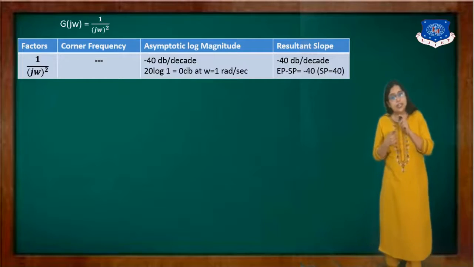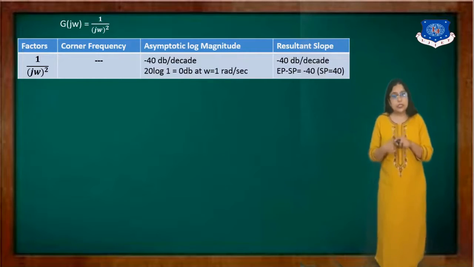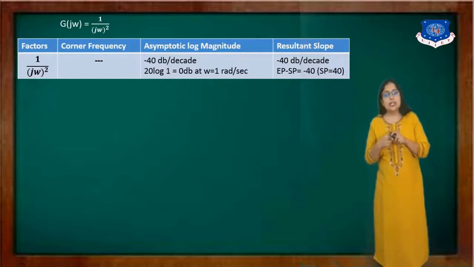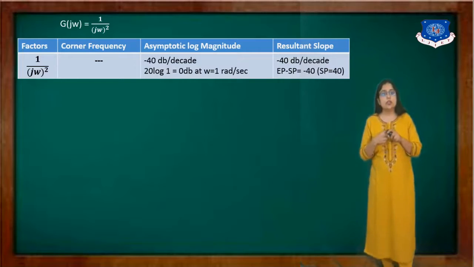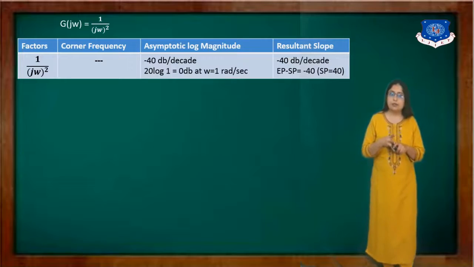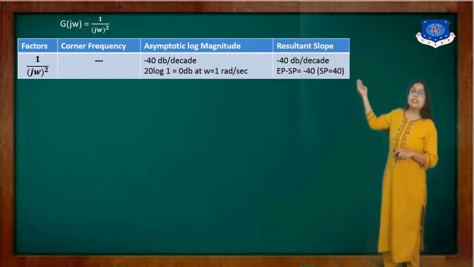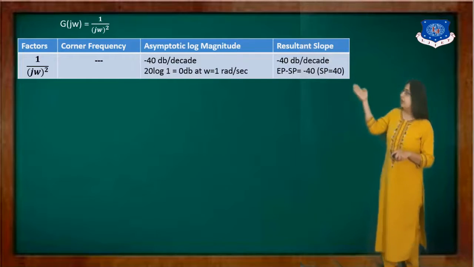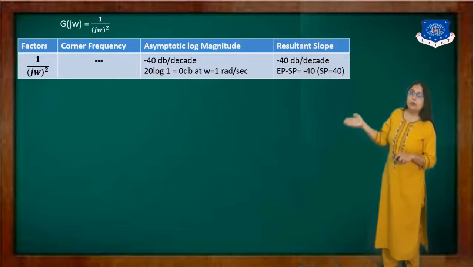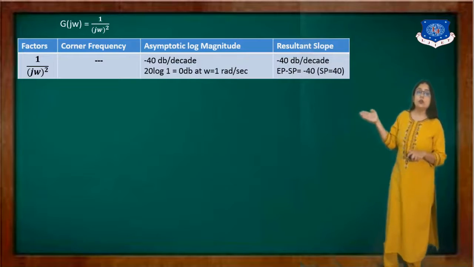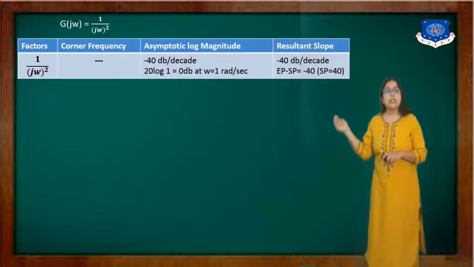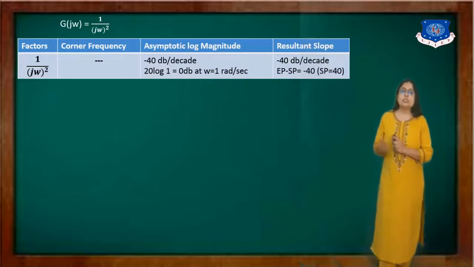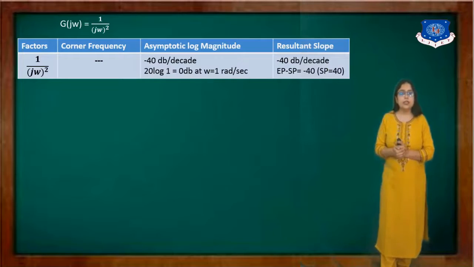If it is an s, then the slope is 20 dB per decade. If it is s², then it's 40 dB per decade. S cube, then 60 dB per decade. Here it is s², that's why the slope is 40 dB per decade. But that s² is in the denominator, that's why you have to consider that slope as negative. So minus 40 dB per decade.